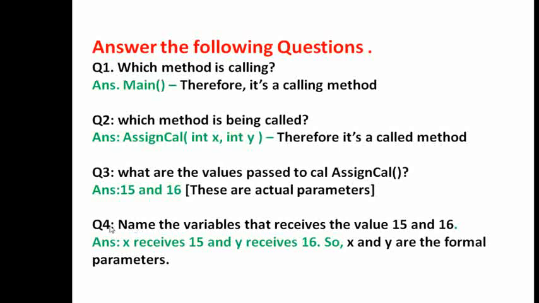And my last question is, name the variables that receive the values 15 and 16. From main, you are sending something. So who's receiving these values? x is receiving 15 and y is receiving 16. Therefore, x and y are the formal parameters. I hope you have understood calling method, call method, actual parameter and formal parameter.